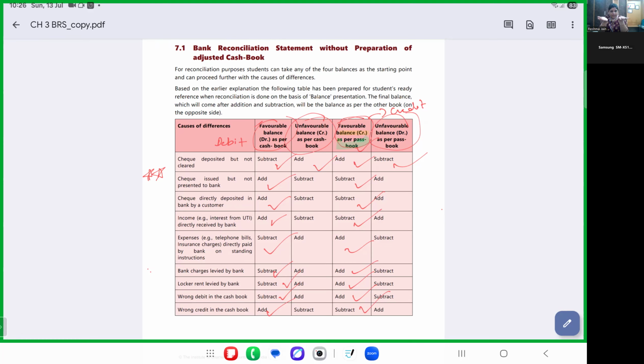Add it back. Expenses paid by the bank. My passbook goes down. I have to decrease my cash book as well. So subtract. Bank charges levied by the bank. Passbook has gone down. Cash book also subtract. Locker rent, passbook gone down, cash book also subtract.